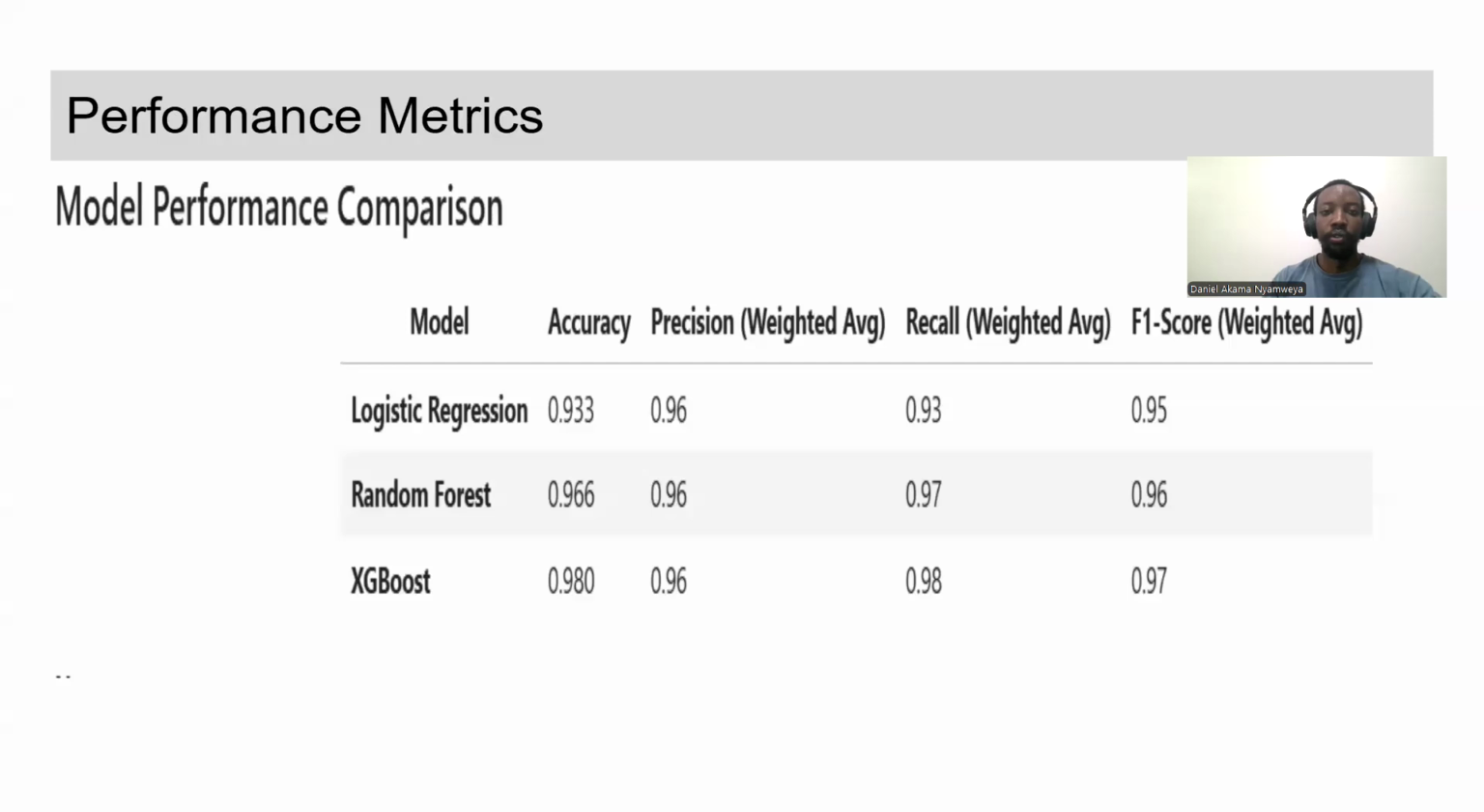Training was applied, models were trained, and these were the evaluation metrics obtained from the various models that were trained on the clinical data: logistic regression, random forest, and XGBoost. And from the comparison, you can clearly see that XGBoost came out on top in terms of a holistic evaluation.